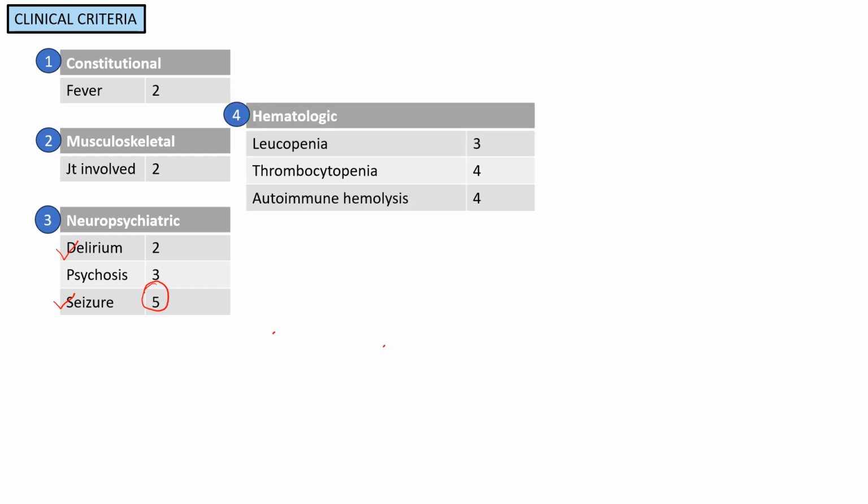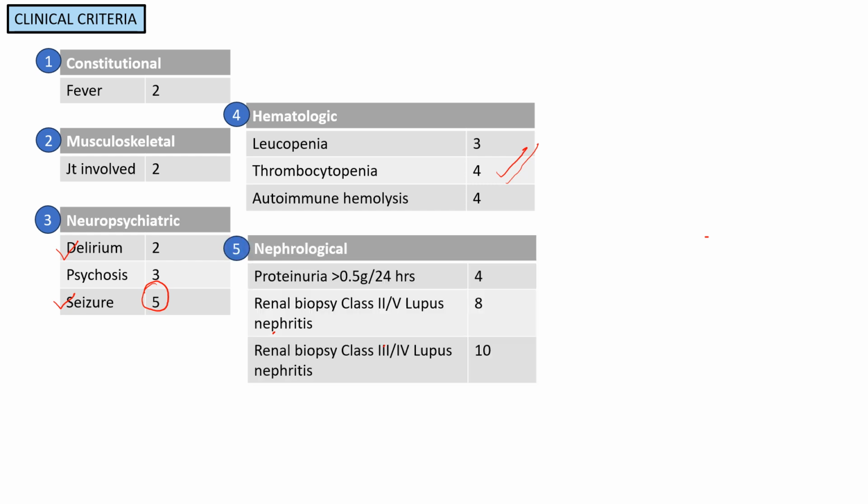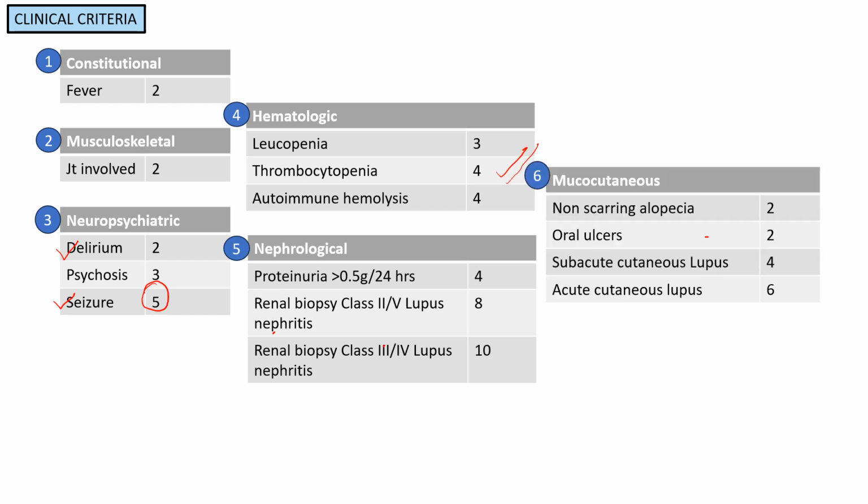Other clinical criteria are leukopenia 3, thrombocytopenia 4, autoimmune hemolysis 4. Now the other concept here is that if thrombocytopenia is explained by another common morbidity, for example the patient has dengue, then you will not consider thrombocytopenia because of SLE, you will consider it because of dengue. Nephrological criteria are protein more than 0.5 gram in 24 hours, given a score of 4. Renal biopsy class 2 or 5 lupus nephritis, a score of 8. Renal biopsy class 3 or 4 lupus nephritis, then a score of 10.